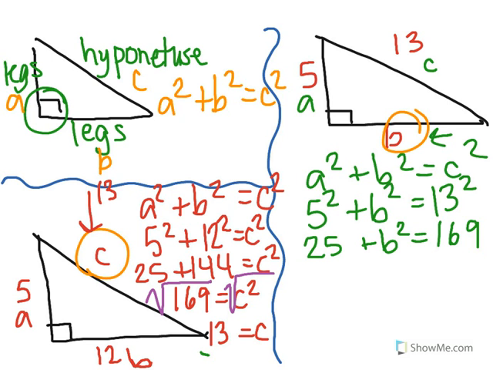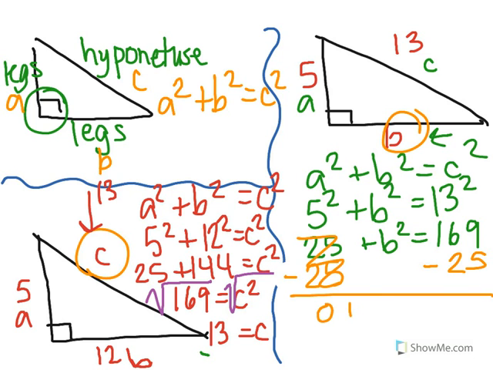This is a two-step equation. And so remember, we're doing those order of operations in reverse. So the first thing that I want to do is get rid of this 25. The opposite of this positive 25 is minus 25. And if I take away 25 from the left, I have to also do that from the right. 25 minus 25 is 0, so now I just have B squared on the left. And 169 minus 25 is 144.